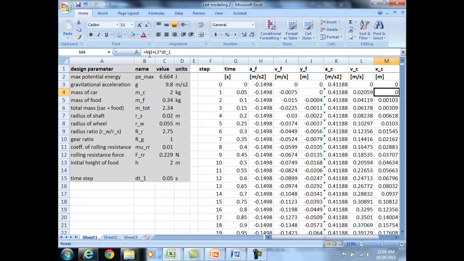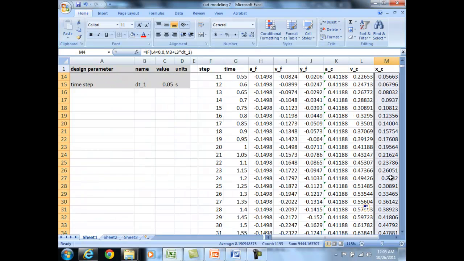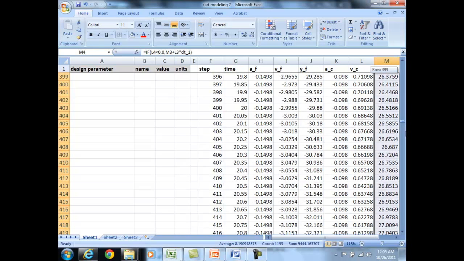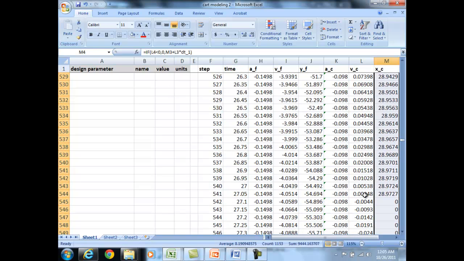So let's go back up here and add an if statement. So if the velocity from the column to the left is less than 0, so if it's negative, we'll just say that the position is 0, and otherwise we'll use the equation that we had. Alright, so let's carry that down and now scroll down and take a look, see if that worked. Okay, so here our velocity went negative, and our position went to 0. Of course, that's not realistic. Our car is not going to jump back to 0.